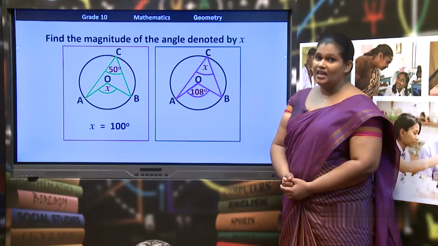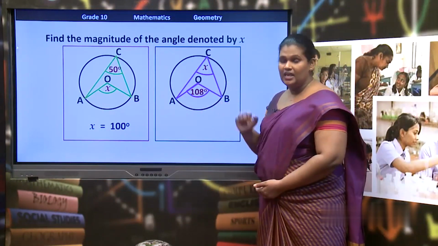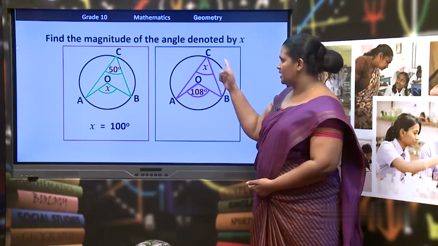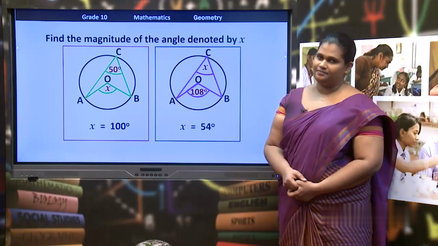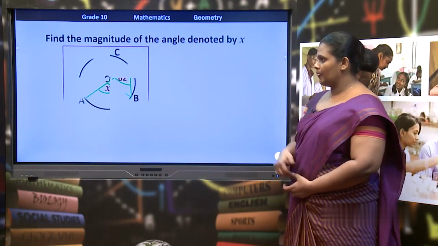Therefore, we can say the magnitude of angle AOB is twice the magnitude of the angle ACB. That means to get x, we have to divide 108 by 2, that is 54 degrees. Right. We'll move on to another one.